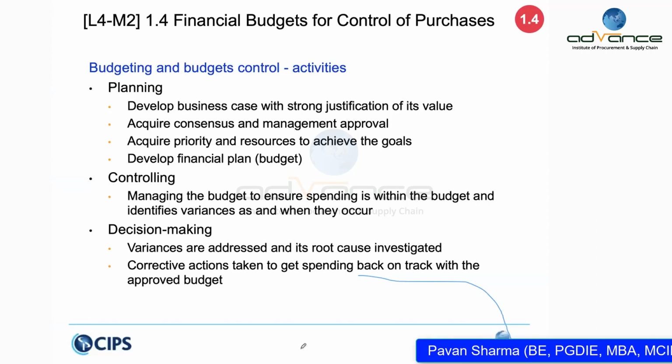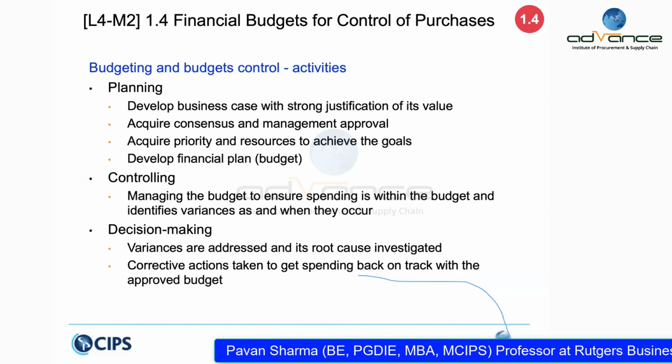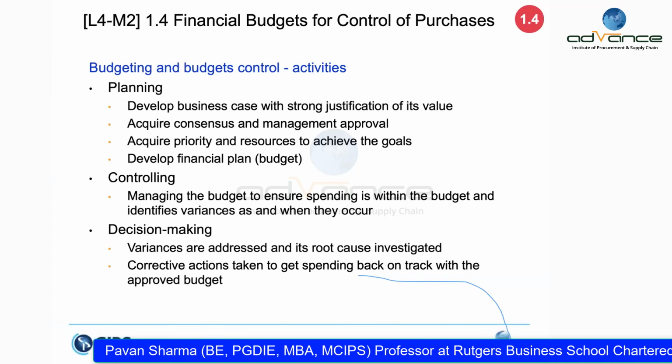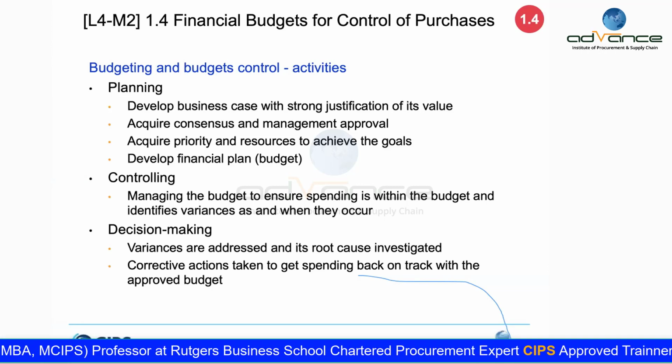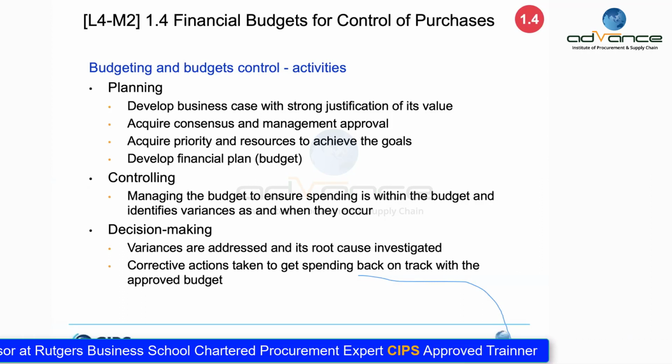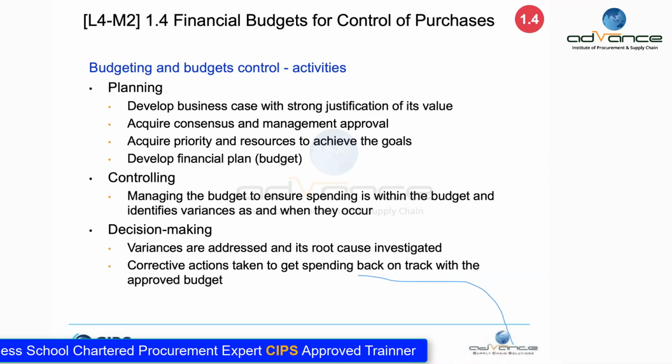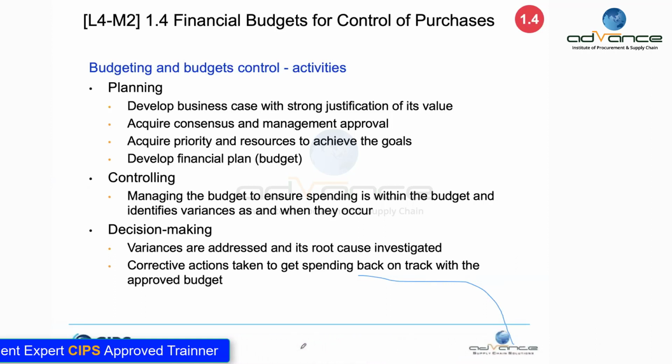The second thing is, once I have my budget approved, I need to execute my contract. As I execute my contract, I will spend money because the supplier will deliver the goods, he will raise the invoice, and I have to pay the invoice. I have to make sure that I control my actual against the budget and monitor that. And whenever the actual is more than the budget or less than the budget, I need to identify the reason why the variance occurred.